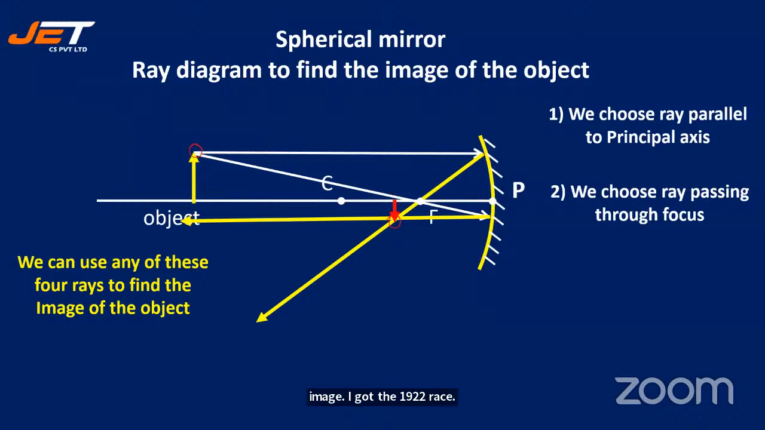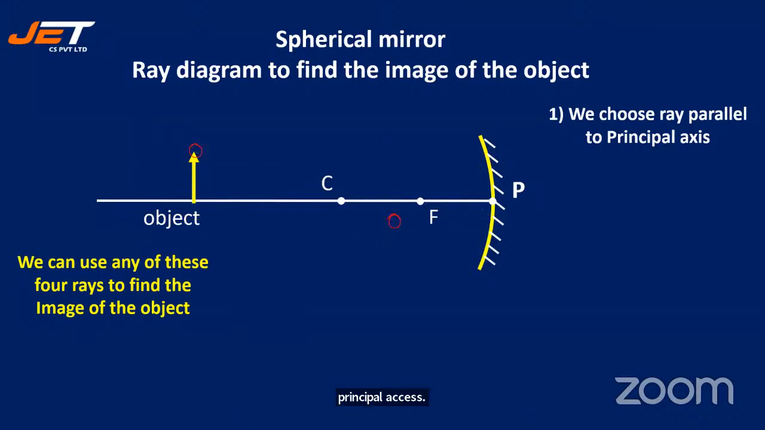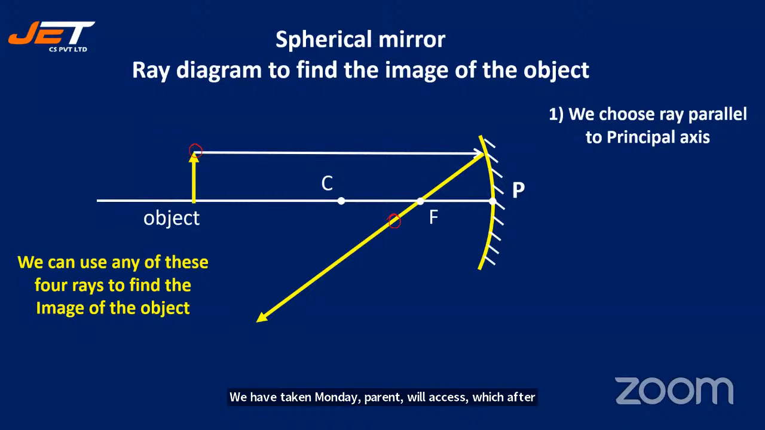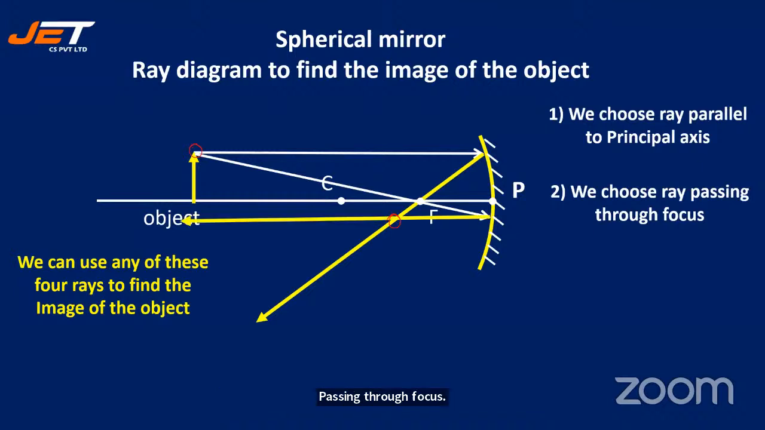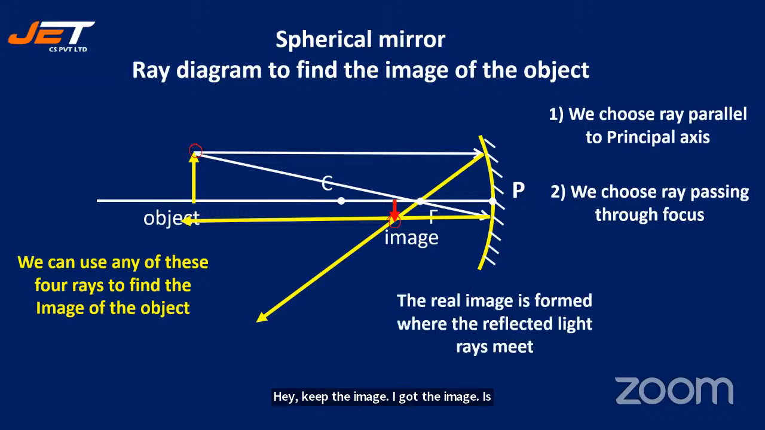So what have we done basically? ఏం చేసాం మనము? We have taken one ray parallel to the principal axis, which after reflection passes through the focus. We have taken another ray passing through the focus, which after reflection became parallel to the principal axis. The intersection of these two rays gave me the tip of the image. I got the image. Here's the image. The real image is formed where the reflected light rays meet.